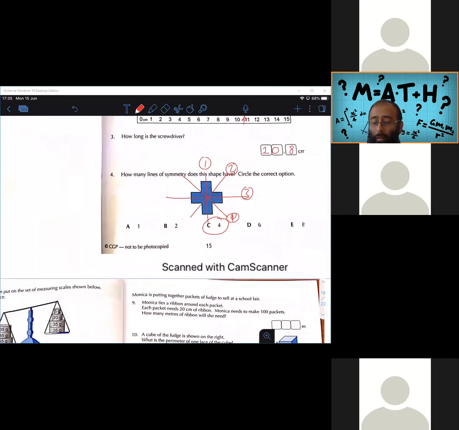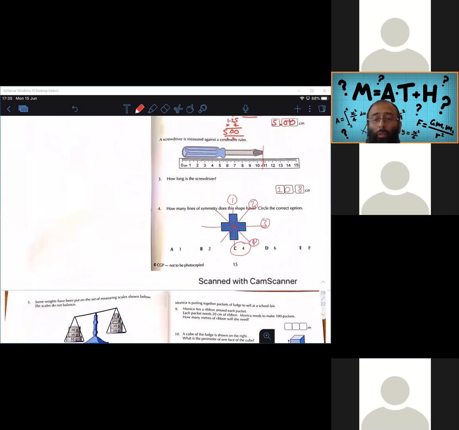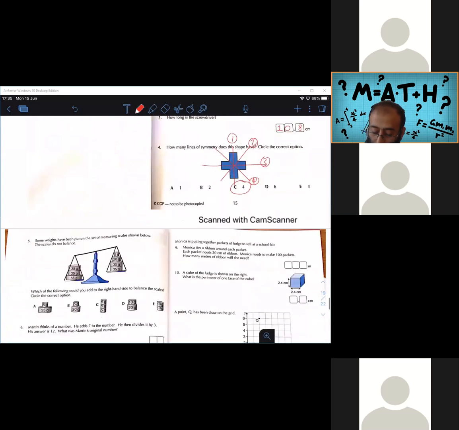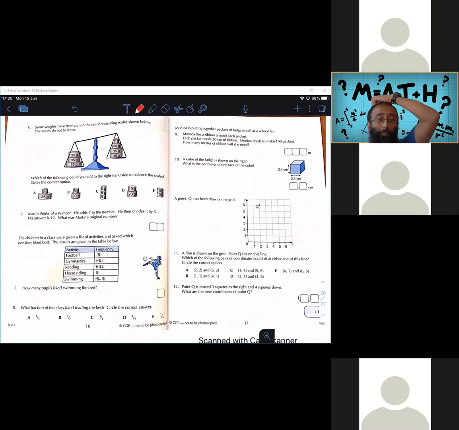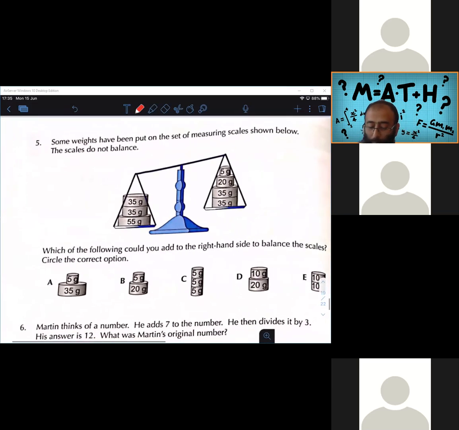That's the first page done. Please make sure you mark those questions or any corrections that have been done. Question number 5. Some weights have been put on the set of measuring scales shown below. The scales do not balance. Which of the following could you add to the right-hand side to balance the scales?